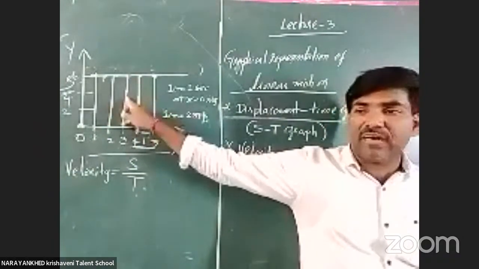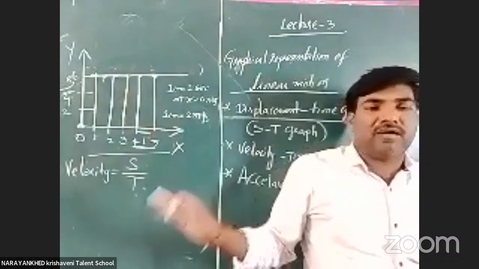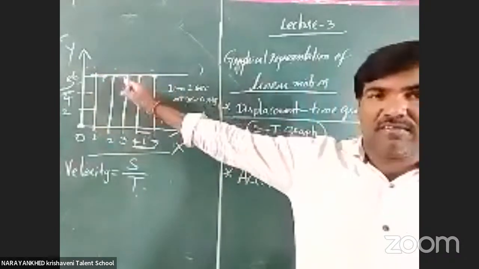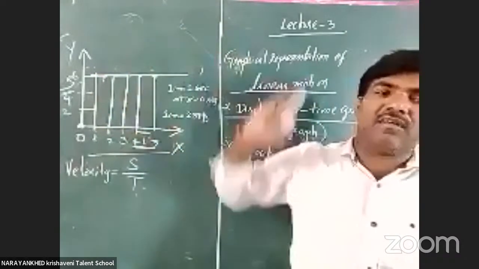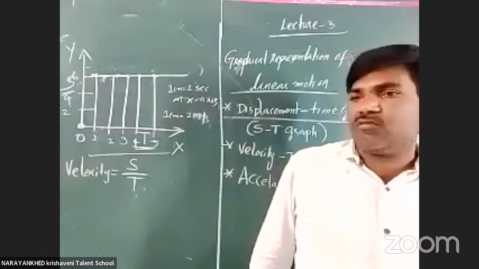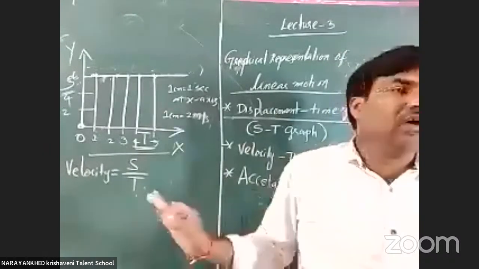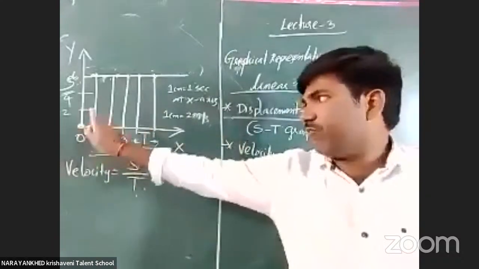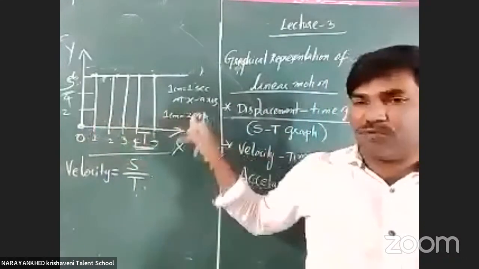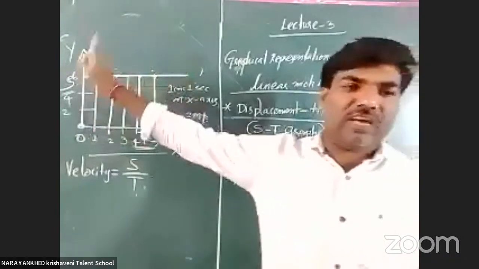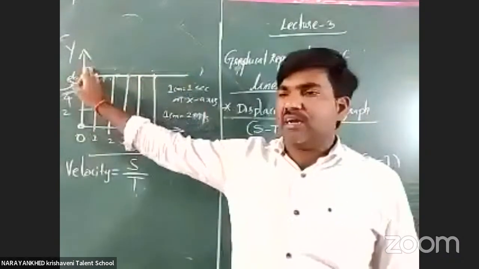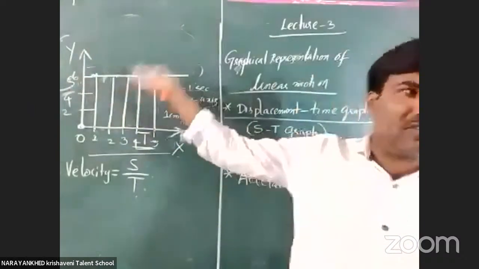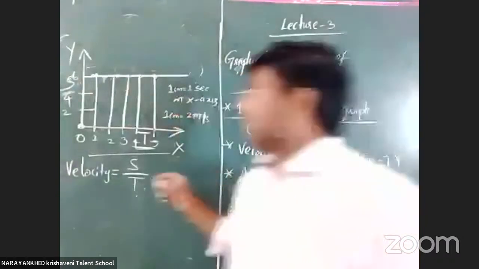What is not varied here? Displacement is not varied. In the first second it is 6 meters only. In the second second it is 6 meters only. In the 7th second it is 6 meters only. What did you understand from this? There is no change in the displacement. There is a change in time, from 1 to 2 to 3 to 4 to 5 seconds. But the displacement at the first second is 6 meters only. The second also 6 meters only. The third second also 6 meters only. What do you get from this?